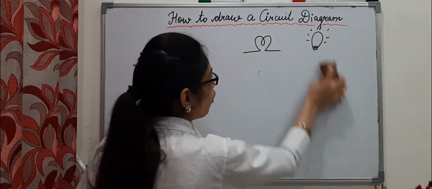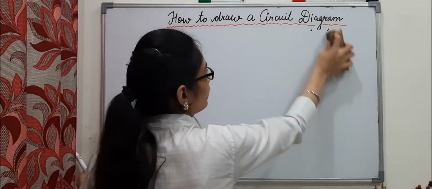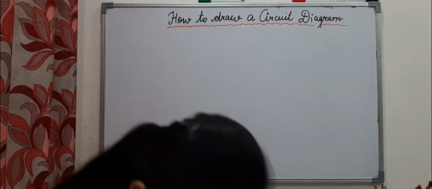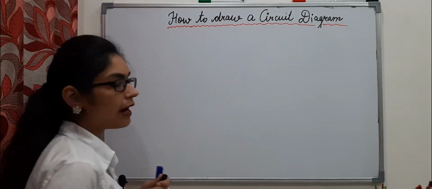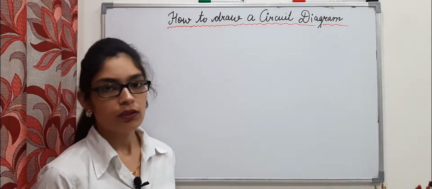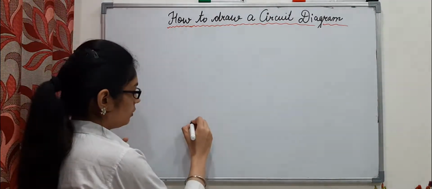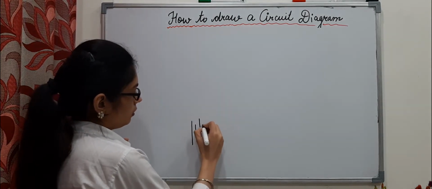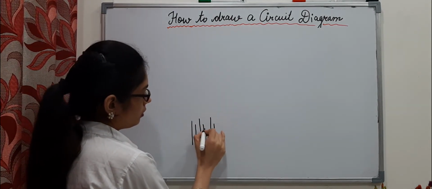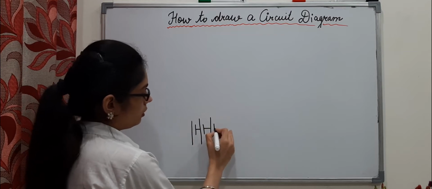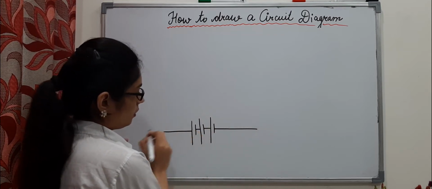So I will use all the symbols which I have explained you just now. So let's start. So we will start with the battery, because instead of using a cell directly, we can use a battery in the circuit. So this is the battery. These lines you can join, and here.